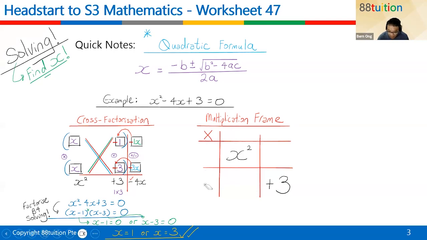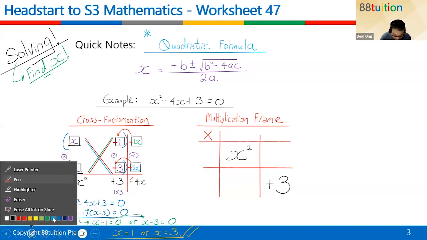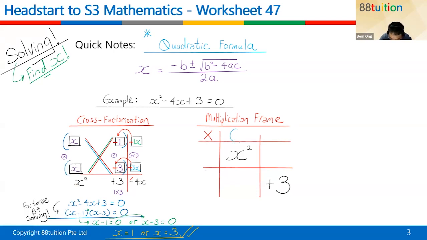So what do we have to ask ourselves? What times what gives you the x square? The only possibility is x times x. So just write x times x down here. Next, what times what gives you the 3? For now, the factors of 3 are 1 and 3. So I purposely put a 1 here and a 3 here.